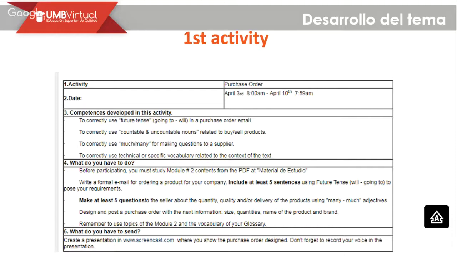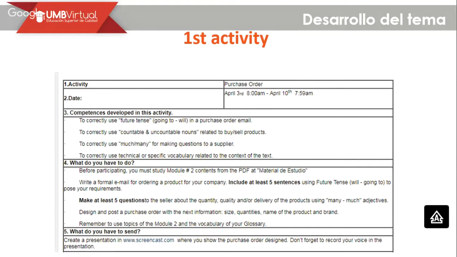You're going to write a formal email for ordering a product for your company. Include at least 5 sentences using future tense. We're going to post your requirements. ¿Ok? Van a escribir un email formal para ordenar un producto para su compañía. En este caso van a escribir por lo menos 5 oraciones utilizando el will y going to para colocar allí los requisitos. Ok. So make at least 5 questions.